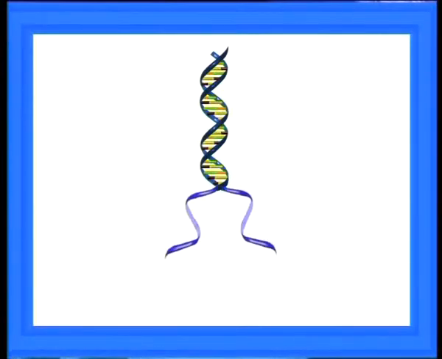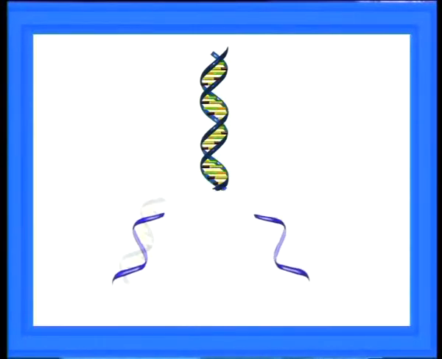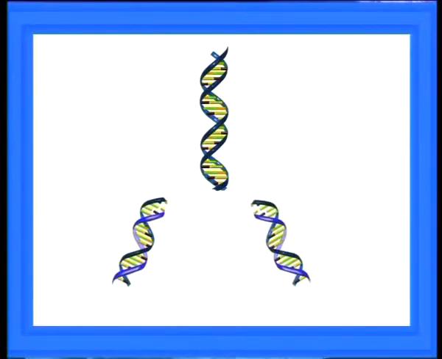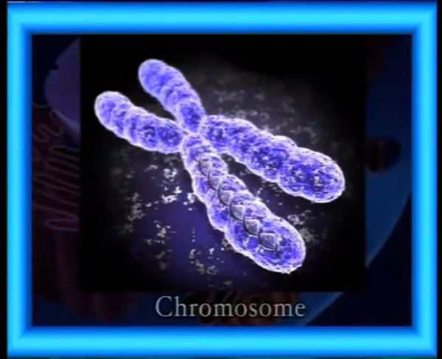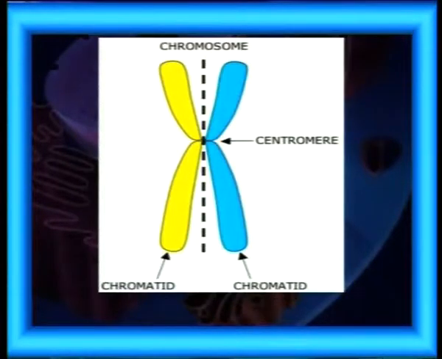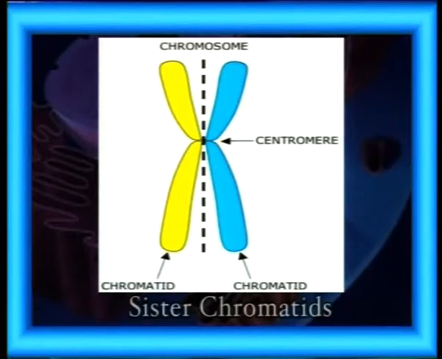DNA polymerase follows, attaching a complementary base pair to the DNA strand, making two new semi-conservative strands. At the end of this stage, each chromosome has two identical double helix molecules and therefore is composed of two sister chromatids joined at the centromere.